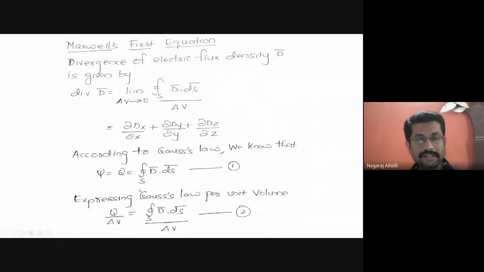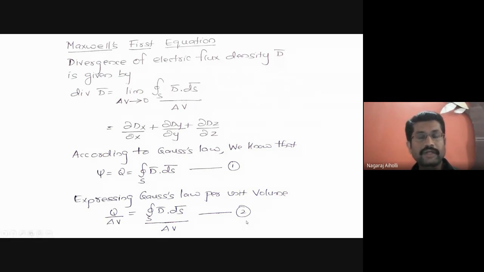Now we will express this Gauss law in terms of per unit volume. That is, we are dividing by delta V. The LHS will become Q by delta V, and the RHS is the closed surface integral D bar dot dS bar divided by delta V. I am dividing by volume delta V on LHS and RHS. Take it as equation 2.